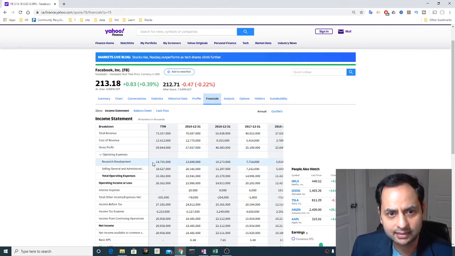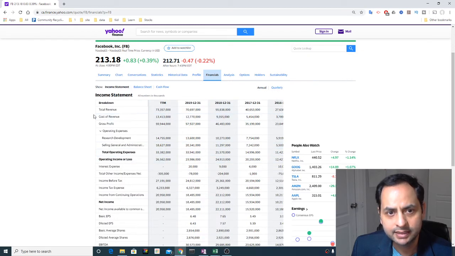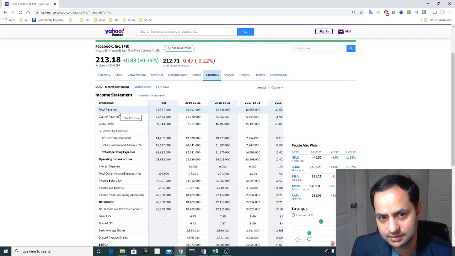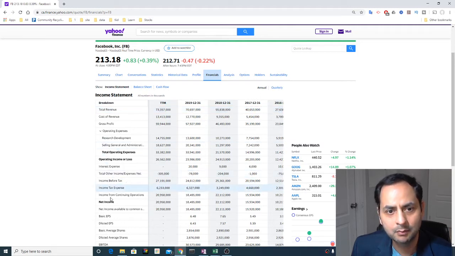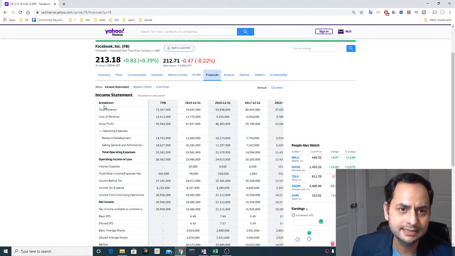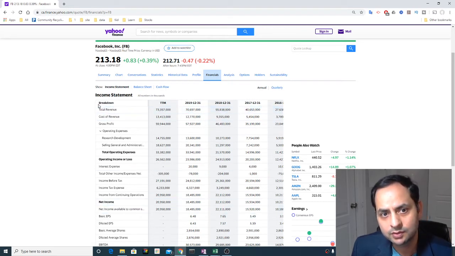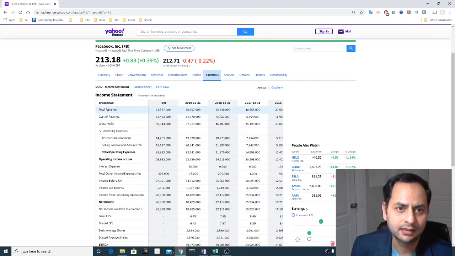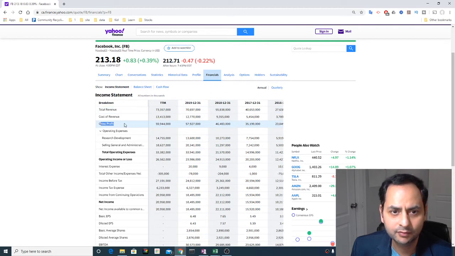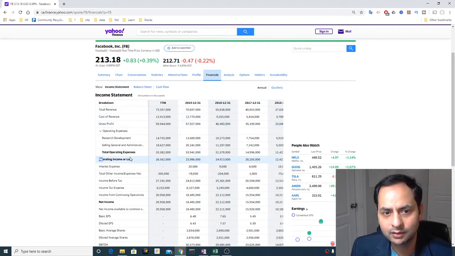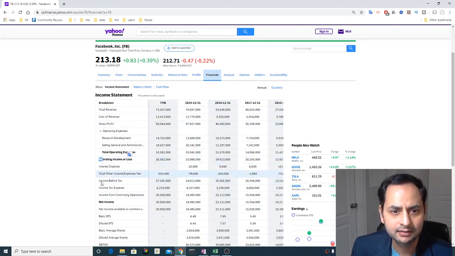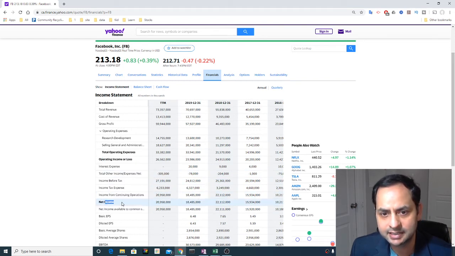Okay, now let's get started. In this one, there are different sections. This is called a multi-format or multi-stage income statement. Why? Because you see there are stages here: total revenue, gross profit, for example, operating income and losses, and then total income from continuing operations, and the net income. Since this is in stages, that's called multi-stage.